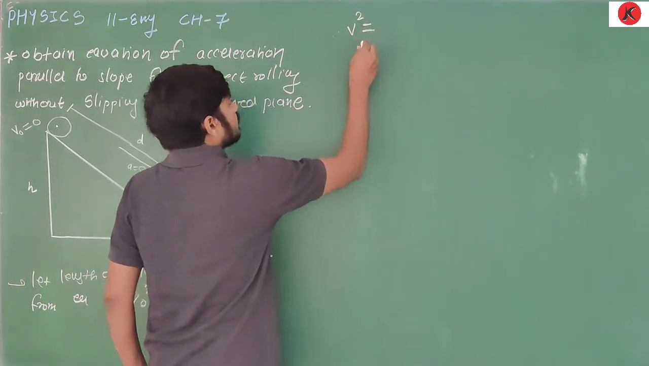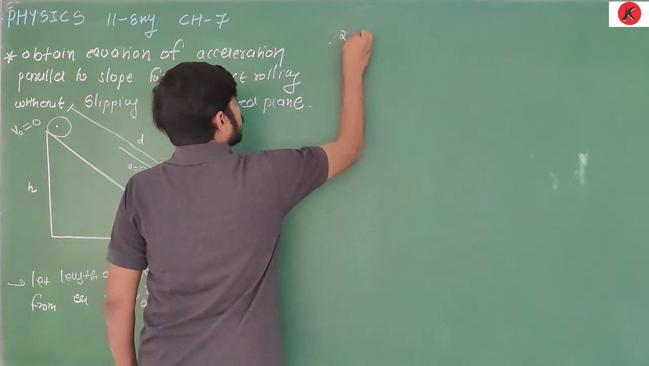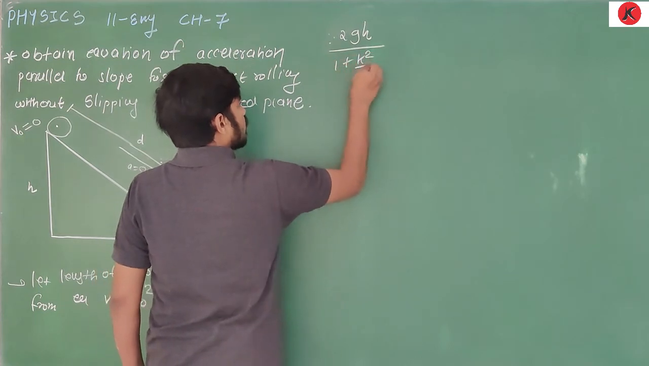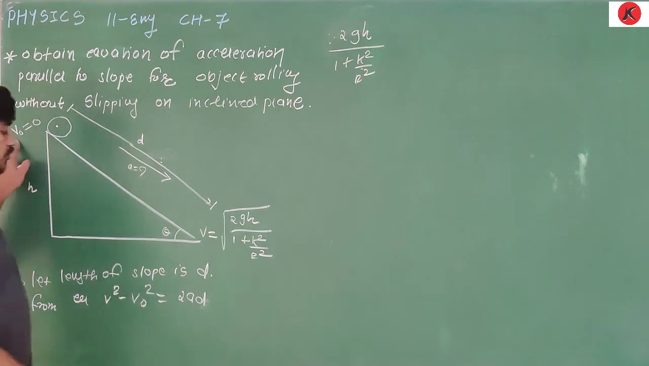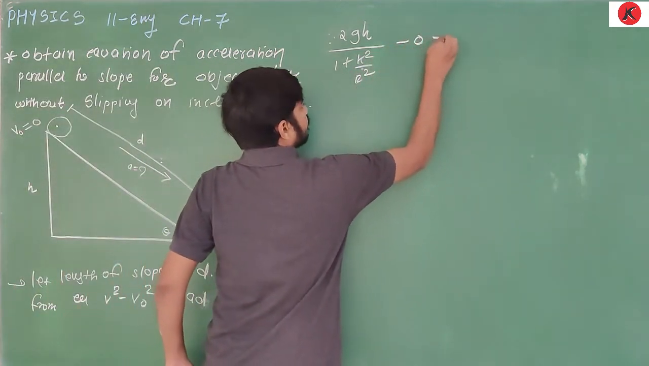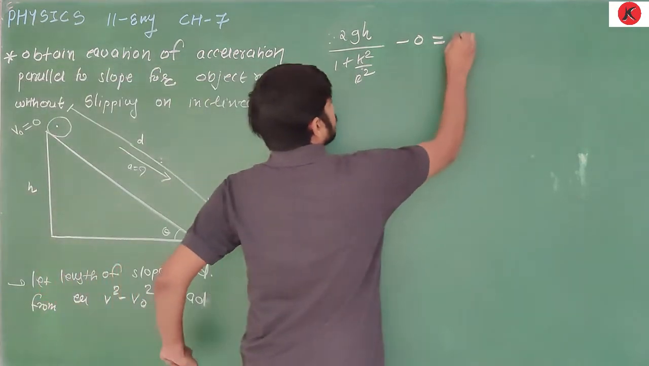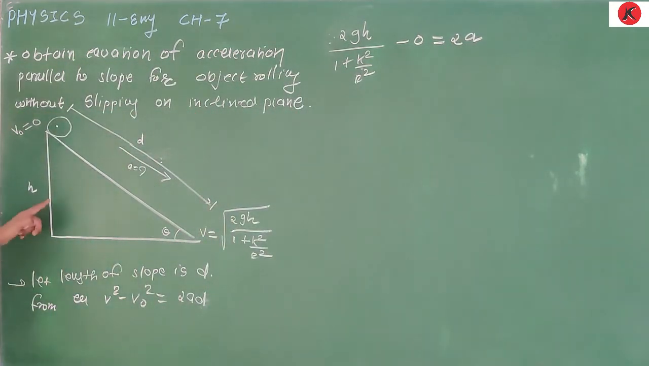V square, sorry. What is v square? V square means 2gh upon 1 plus k square upon r square. So it is v square. V0, the initial velocity, is 0, so v square is equal to 2a d. What about d? D means this.